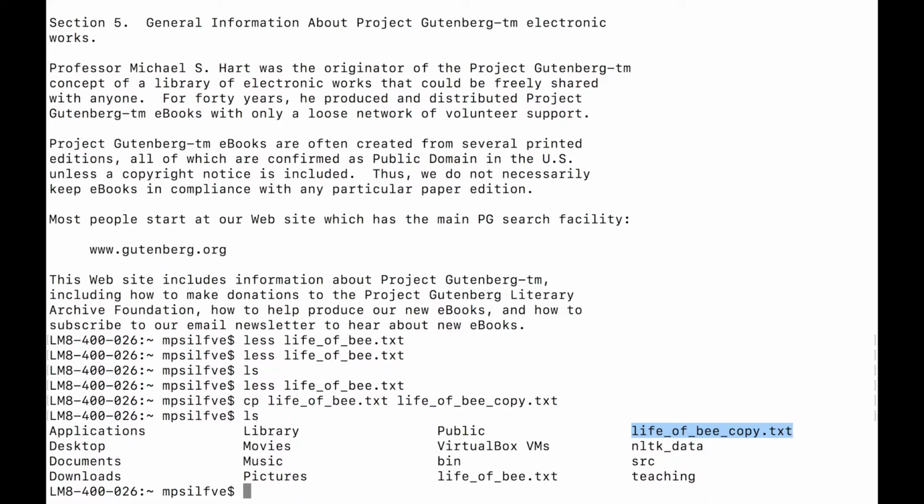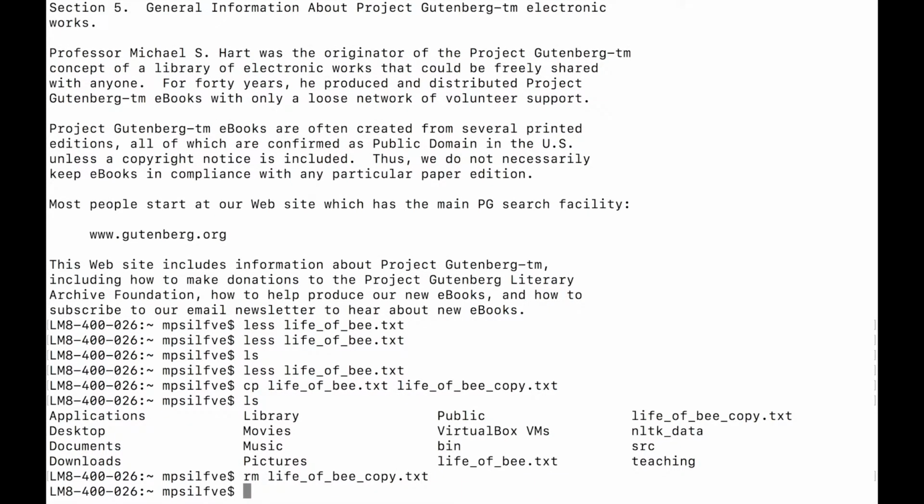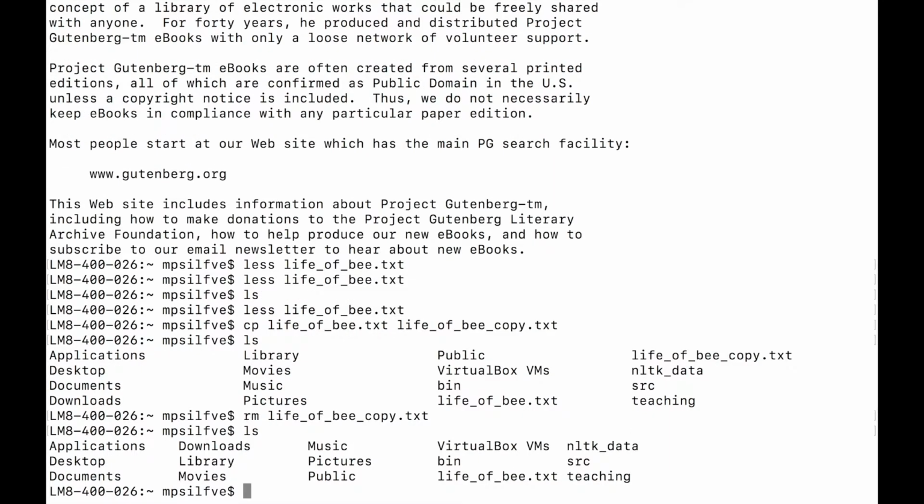Since these are actually identical, let's just remove the copy. And we can do this using the rm or remove command. So rm lifeofb_copy.txt and enter. And if I type ls again, I can see that the lifeofb_copy.txt file is now gone.